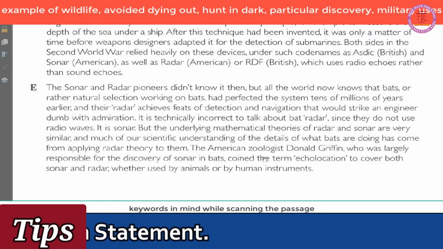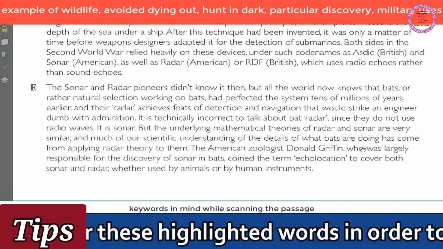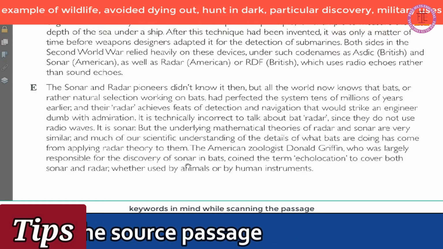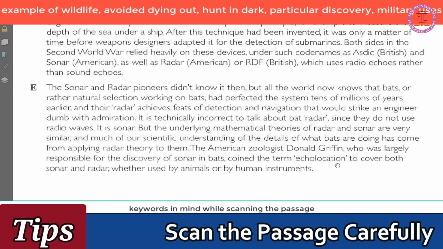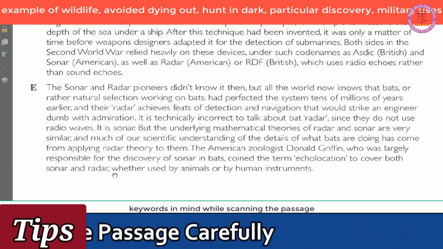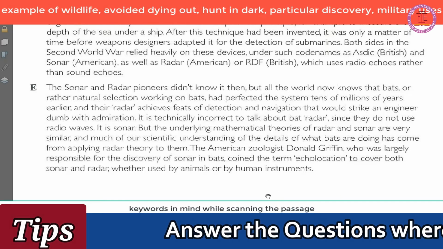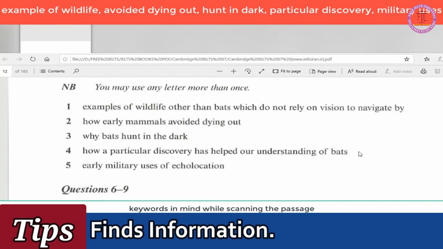So the American zoologist Donald Griffin, this person has done certain research, who was largely responsible for the discovery of sonar in bats, coined the term echolocation to cover both sonar and radar, both used by animals or by human instruments. This is the particular discovery, the exact word we have found. So this is the area of the particular discovery. So the answer to question number 4 is E. So we will put E.